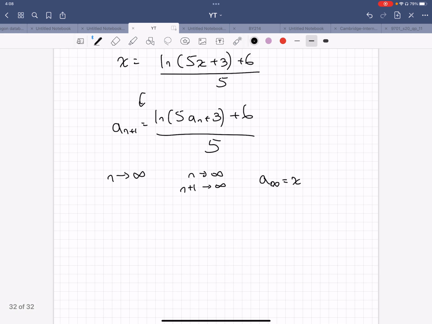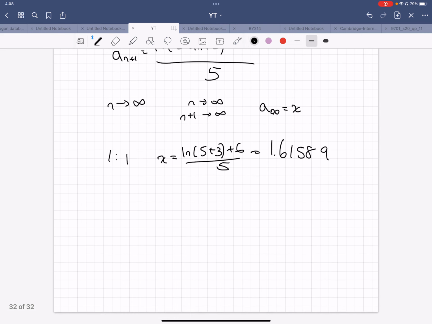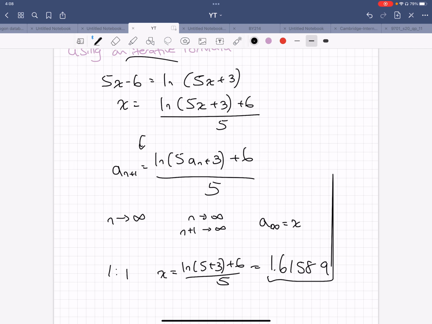So with this concept, we can just start with whatever value of x we want. So the first term, I'll begin with a random number, 1. Then what we do is we say x equals (ln(5 plus 3) plus 6) over 5, which, if you plug that into your calculator, is ln 8 plus 6, and then you divide that by 5, and you get 1.61589. And they say give it to 5 decimals. But now this is your value for the second.